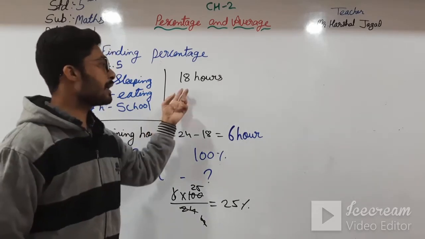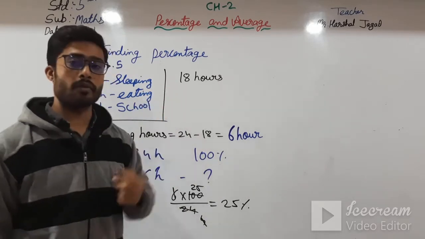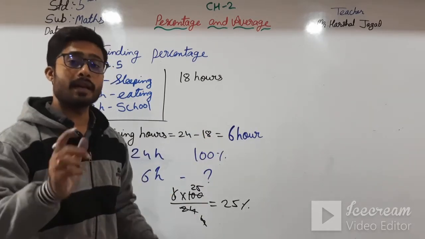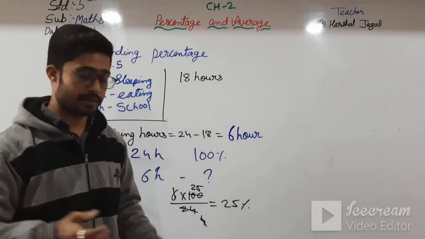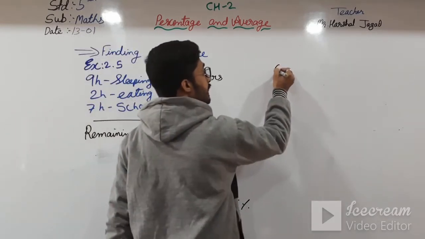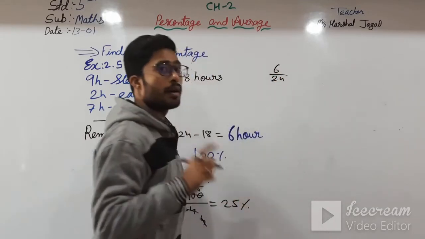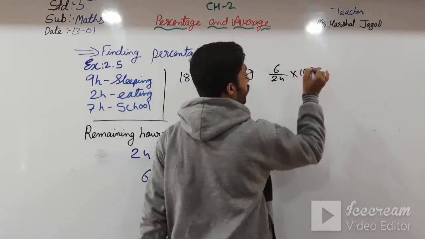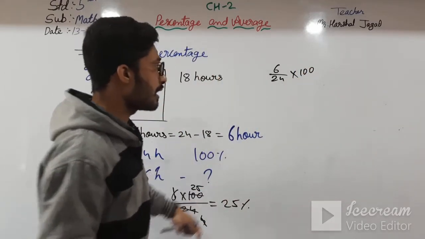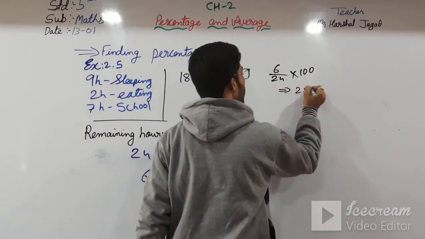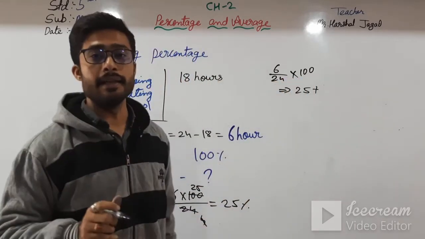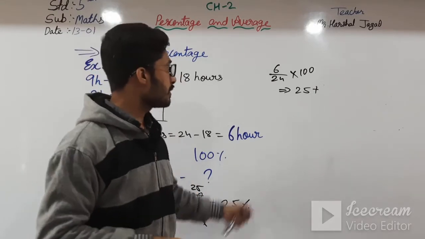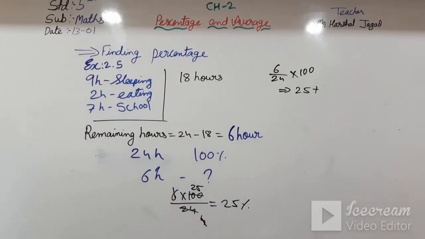So now how much is left? In a day there are 24 hours. If I just remove 18 from the 24 hours, then we get 6 hours. Then we have to find out the percentage of this 6 hours. 6 hours of 24 into 100. Then you will find out the percentage like this, and your answer will be 25% of the day is remaining for the other activity. Okay, students, please note down this. You just don't write this. I have just done it for the explanation only.